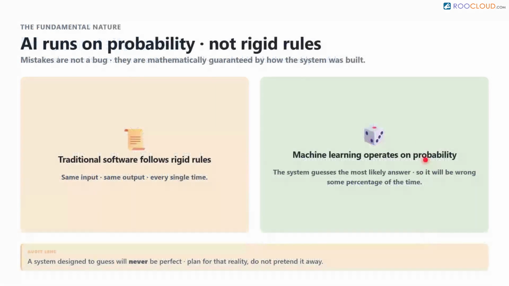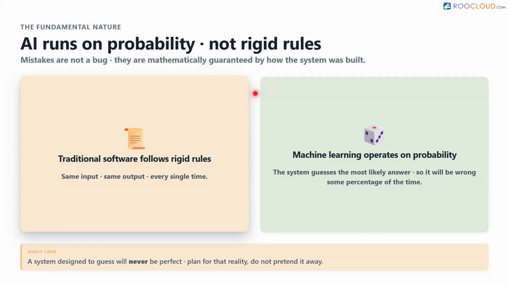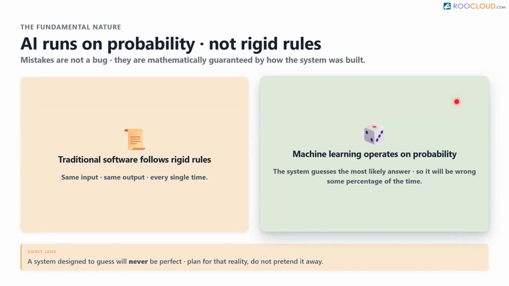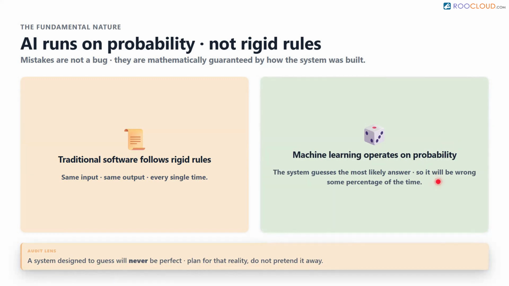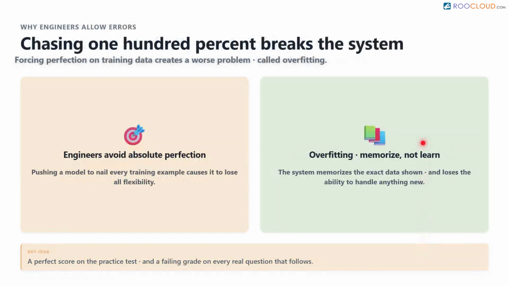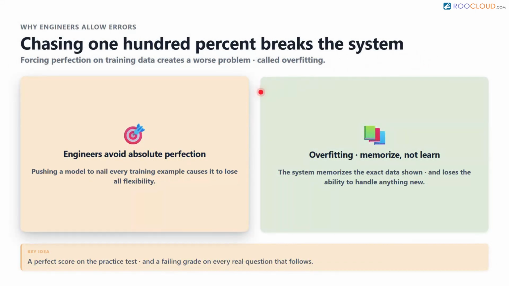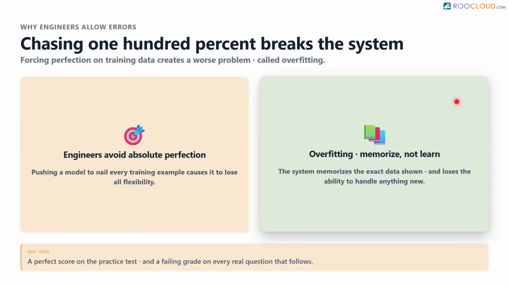Let us begin with the fundamental nature of these systems. Unlike traditional software that follows rigid rules, machine learning operates entirely on mathematical probability. This means the system is designed to guess the most likely outcome, and therefore it will make mistakes a certain percentage of the time. Engineers actually avoid trying to make the system 100% perfect on its training information. If they force absolute perfection, they create a problem called overfitting.